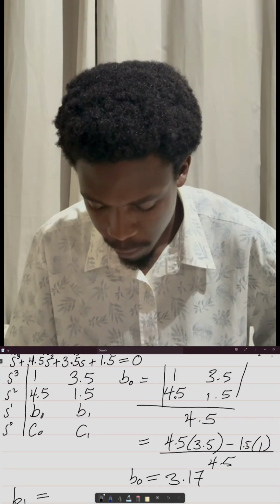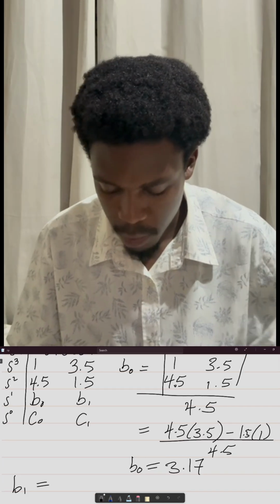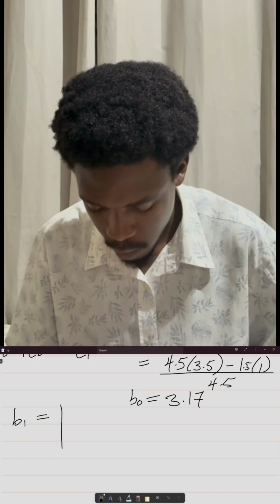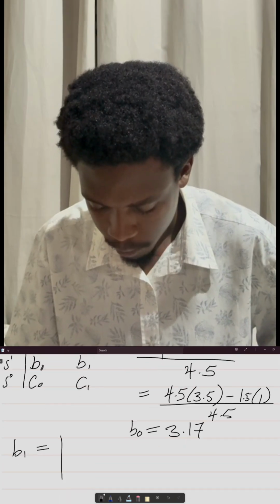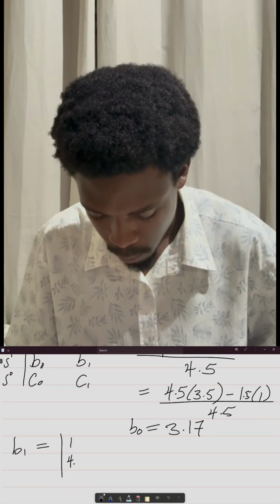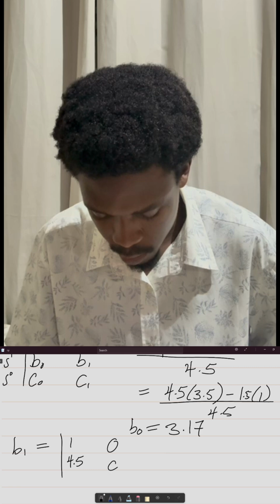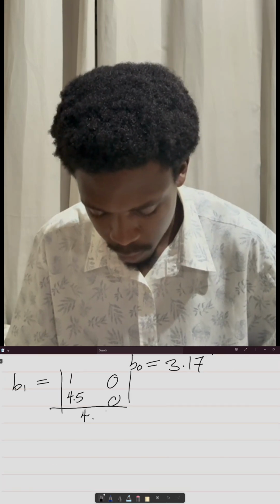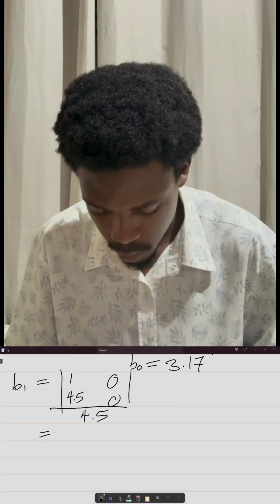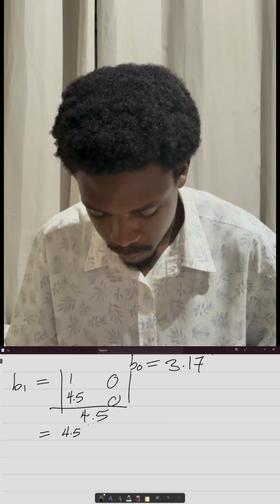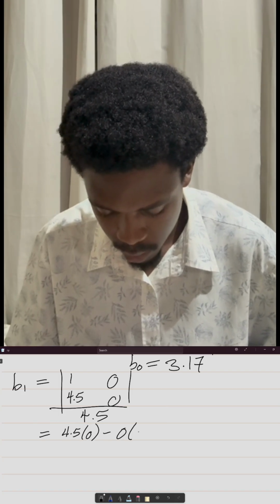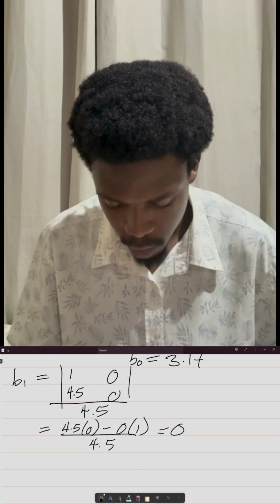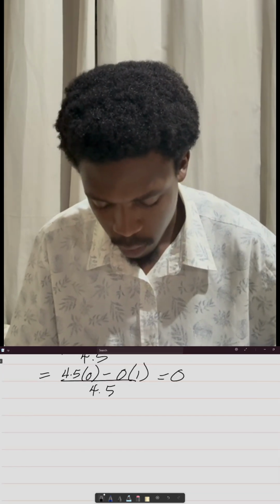We still maintain the first column, but the next row is going to be all zeros. So we are going to get 1, 4.5, then here will be 0, here will be 0, all over 4.5, which is going to give us 4.5 times 0 minus 0 multiplying 1, all over 4.5, which is equal to 0. So B1 is also equal to 0.